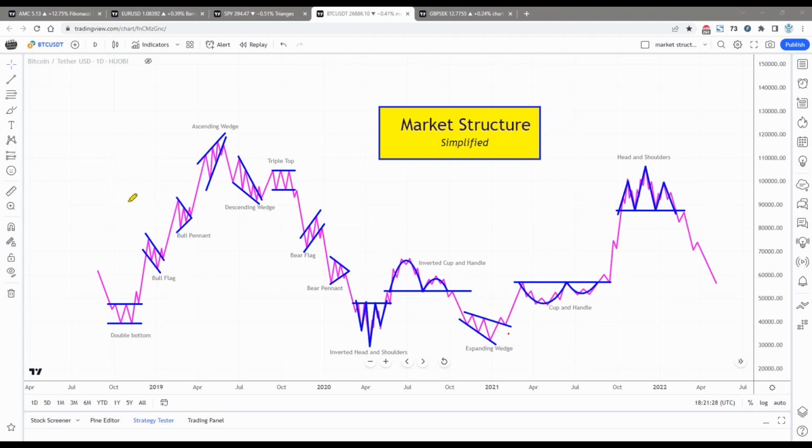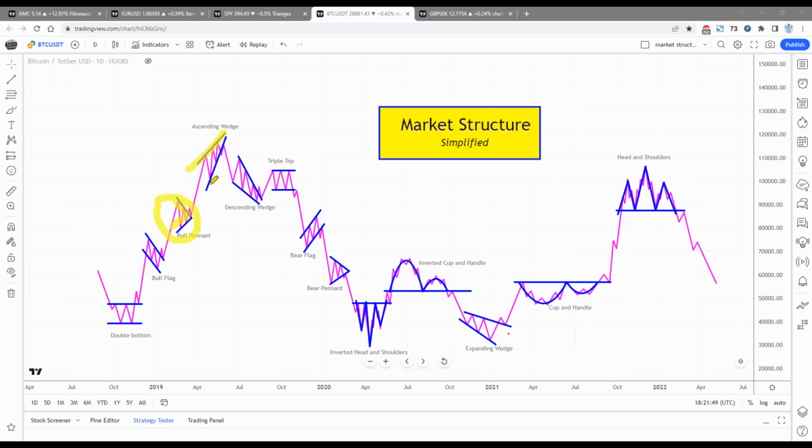Now, the most common pattern happens quite often, and I've also lumped them all together. See, this is called a bull pennant. Okay. What do I call this? It's a triangle.